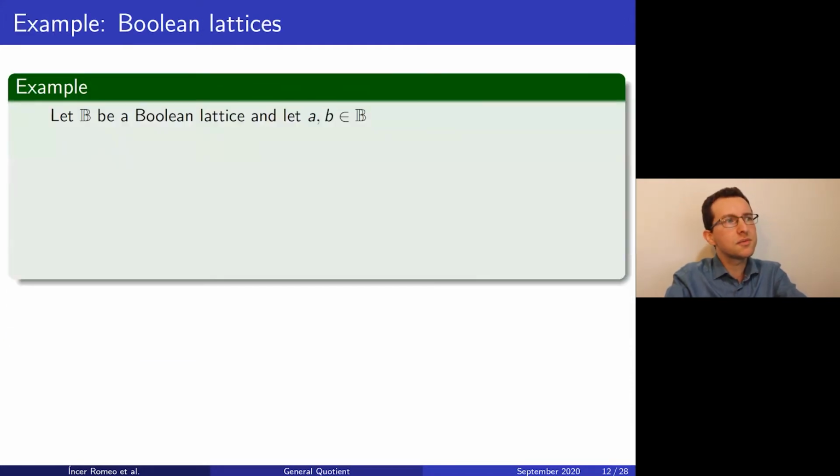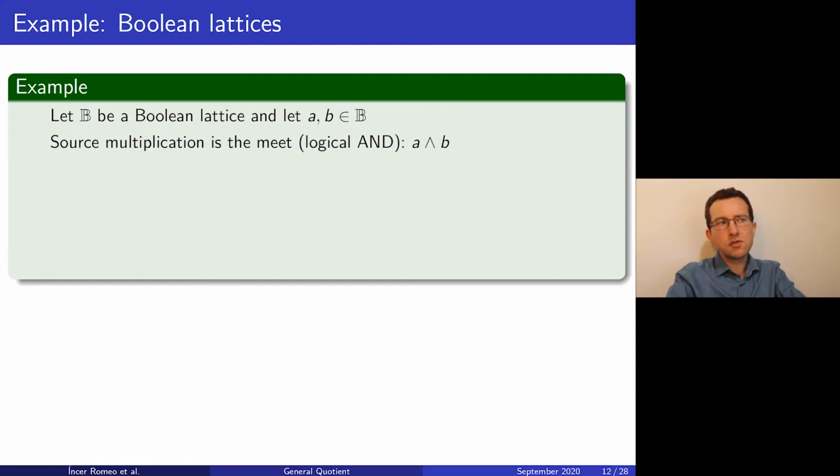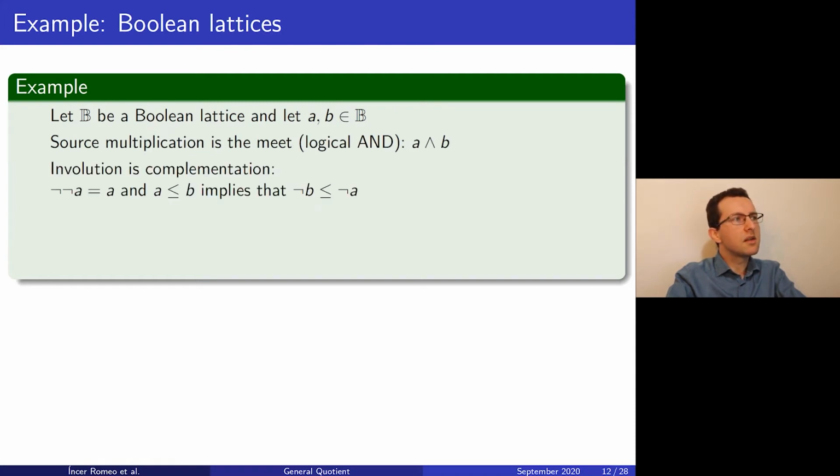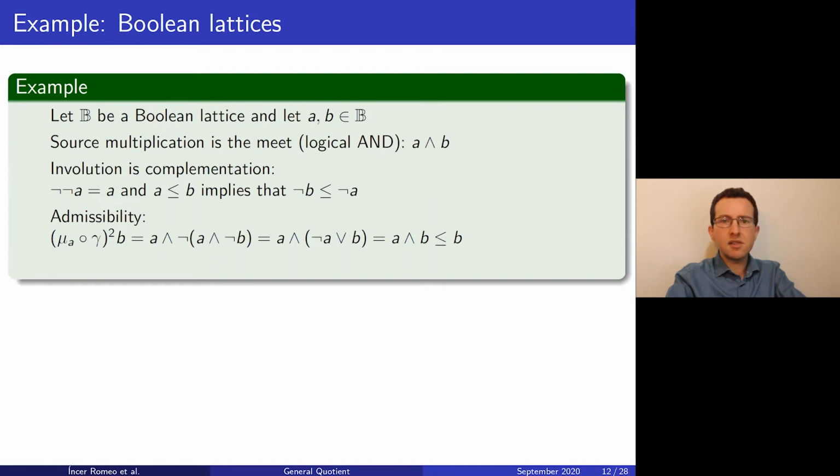Let's look at an example. Let B be a Boolean lattice, and suppose that A and B are elements of our Boolean lattice. Source multiplication is the meet, so A and B. Involution is complementation. If you take two complements, you get the same thing. And if you have A less than or equal to B and you apply complements, you flip them. So it is antitone. We can check the admissibility conditions and we verify that they hold. So we conclude that a Boolean lattice is a preorder heap.